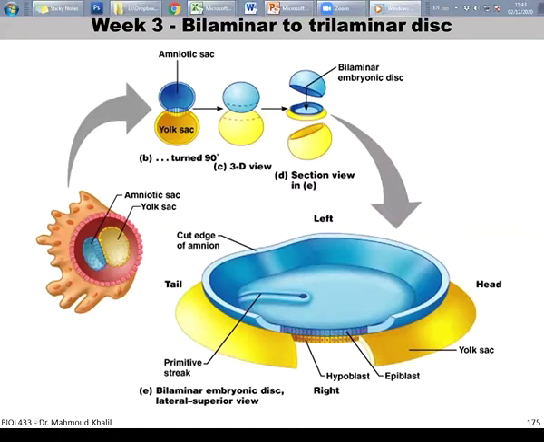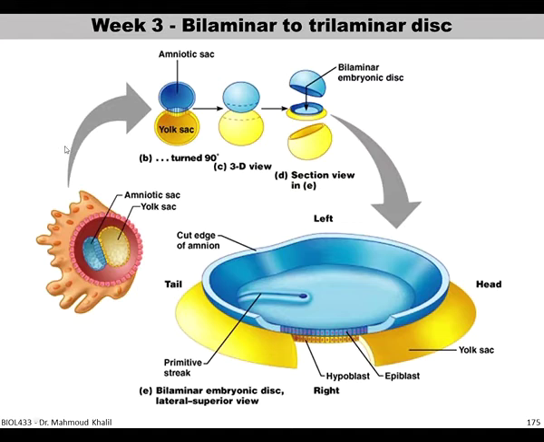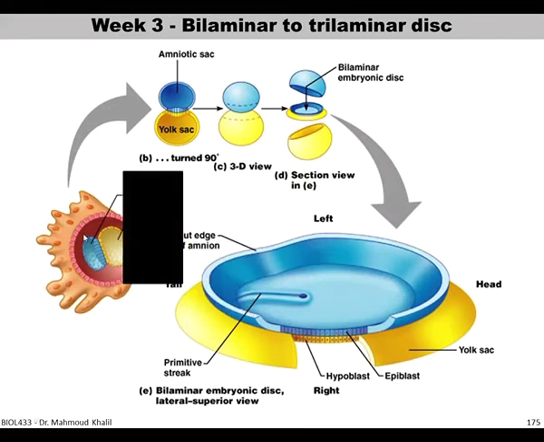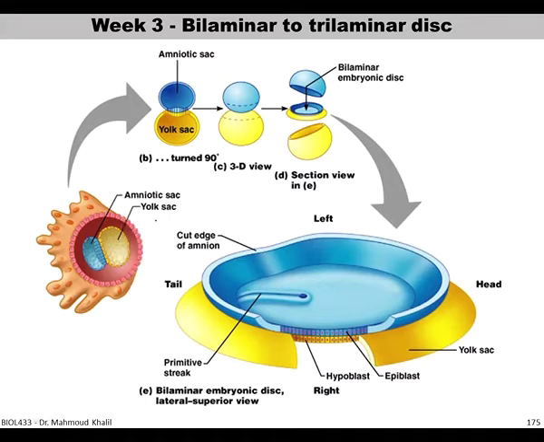I want to describe how the bilaminar embryonic stage is transformed to the trilaminar disc in week 3. If you look at this diagrammatic sketch, starting from the left figure, you can see that the embryo now has two sacs, the amniotic blue sac and the yolk yellow sac. We will take only this structure and turn it 90 degrees, and you can see from a 3D view, when you cut hypothetically, where the bilaminar disc occurs. It's called bilaminar because it consists of two different types of cell, the epiblast and the hypoblast. The epiblast is the blue one and the hypoblast is the yellow one.